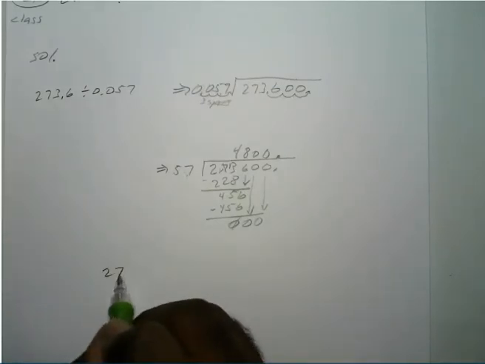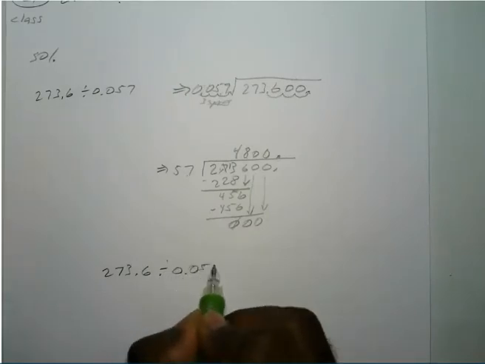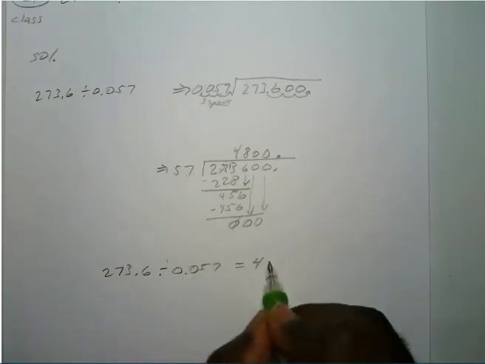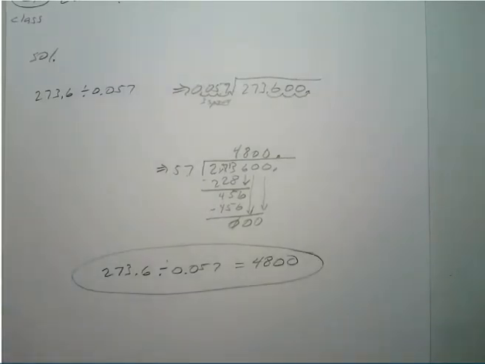Okay, so you have 273.6 divided by 0.057 is equal to 4,800. Okay, and that is how you divide using decimals.